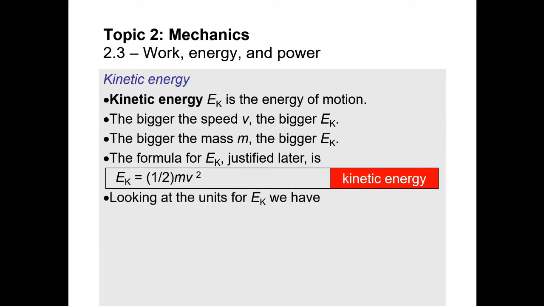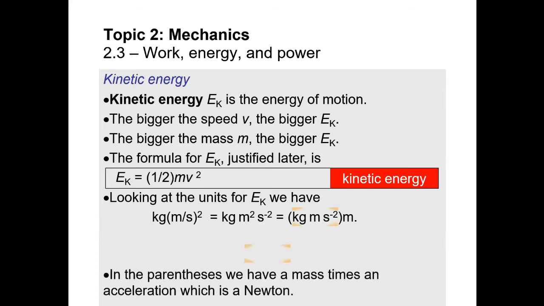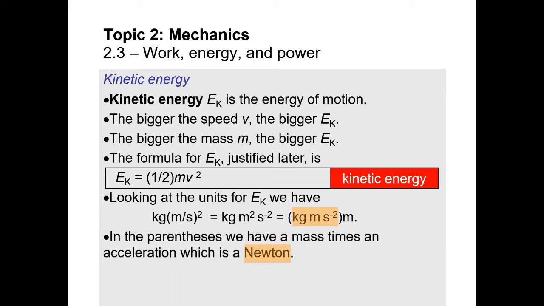Looking at the unit for Ek, the unit of mass is kilogram and the unit of velocity is meter per second, but in this case it is squared. That gives us kilogram m^2 s^-2, and we take out one m, then we get kilogram m s^-2 times m. We have a mass times an acceleration, which is a Newton, and Ek is measured in Newton meter, which is joule.